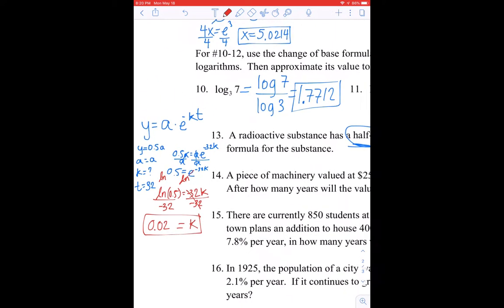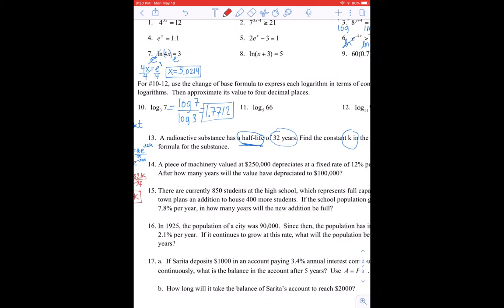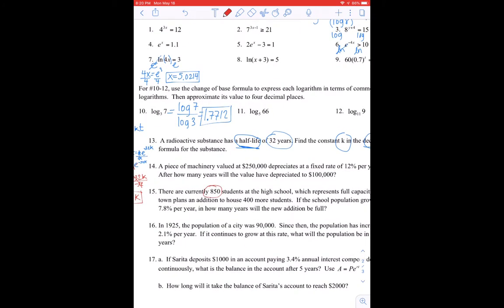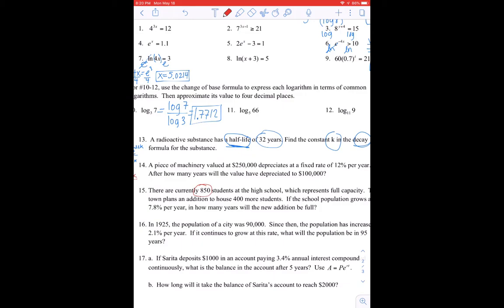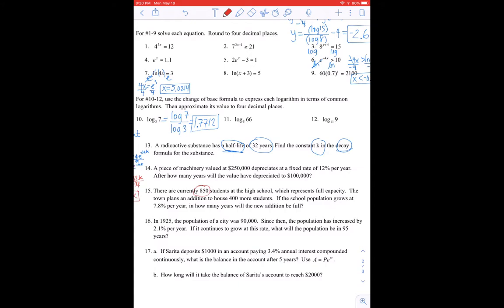0.02. Yep. Okay, now 15 is a little bit different. This has a lot more numbers in it, so we need to figure out what it's asking. There are 850 students at the high school, so that is going to be an initial number, probably, which represents full capacity. The town plans to add an addition to house 400 more students. Okay, so that probably adds to the final number. If the school population grows at 7.8%, that tells me I'm going to use the R equation. In how many years will the new addition be full?